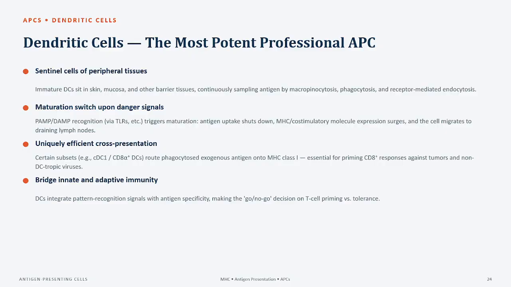So in general, dendritic cells link the innate and the adaptive immunity. They sample antigens in the peripheral tissues, undergo maturation upon detecting danger signals, and migrate to the lymph nodes to activate the T cells.